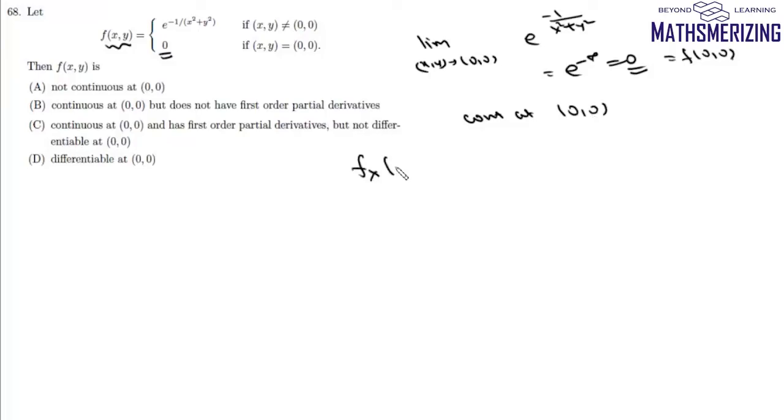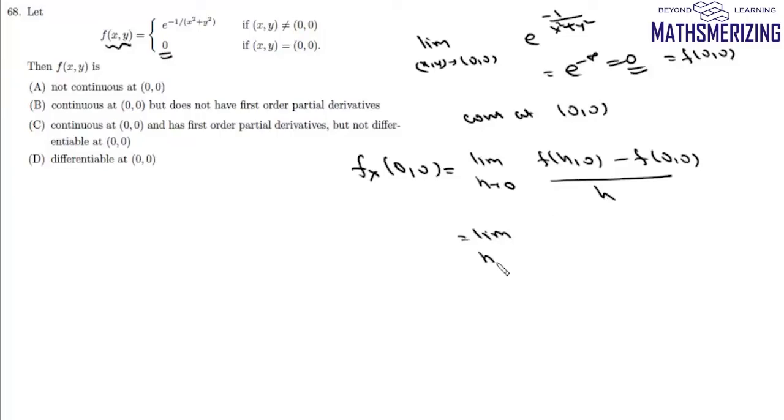Now we look at its first order partial derivatives. Now we can write f_x(0,0) as limit h tends to 0 of f(h,0) minus f(0,0) upon h. Now what is f(h,0)? It will be e to the power minus 1 upon h square, minus 0, upon h. Now this limiting value is also 0. In the same way, we can show that f_y(0,0) is also 0. So that means this function does have first order partial derivatives.